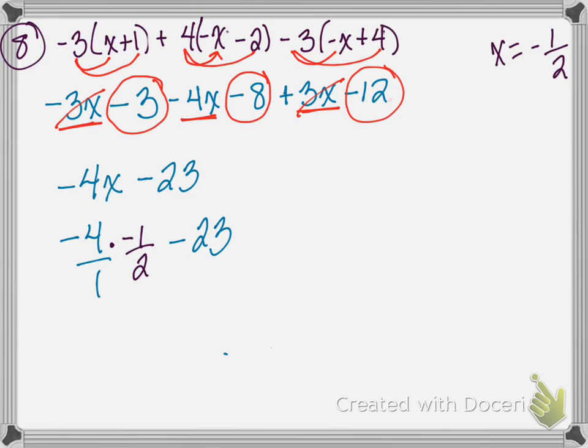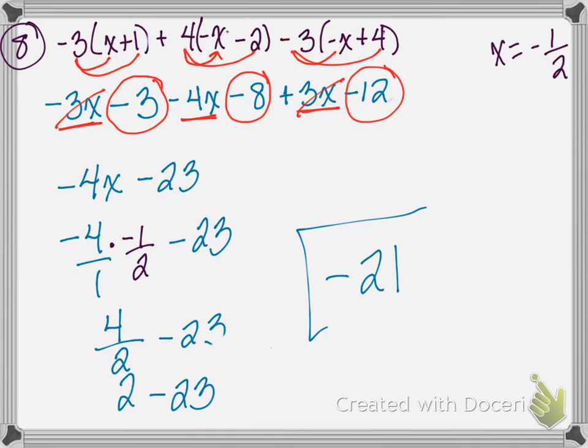All I need to do when I'm multiplying is say negative 4 times negative 1 is positive 4. 1 times 2 is 2. Okay? 4 over 2 simplifies. What does it simplify to? 2. So then I have 2 minus 23. And so my final answer to this is negative 21. Now, you totally can do it the other way, but it is much more painful. Much, much more painful.